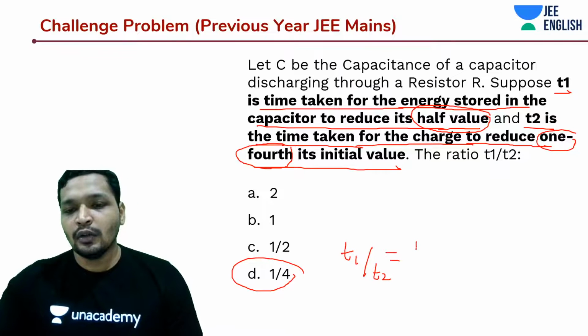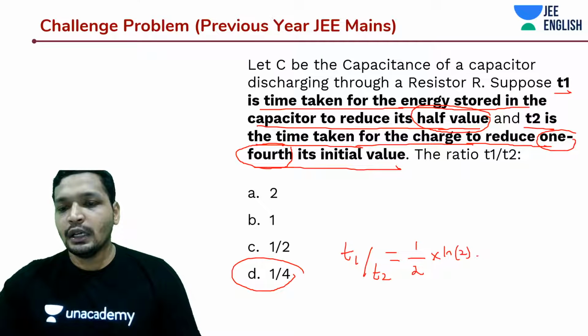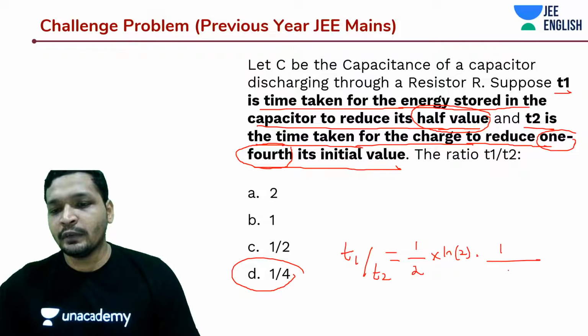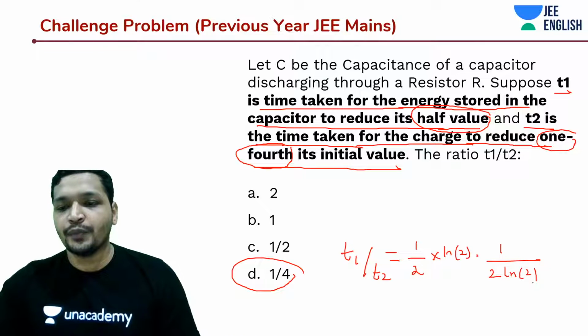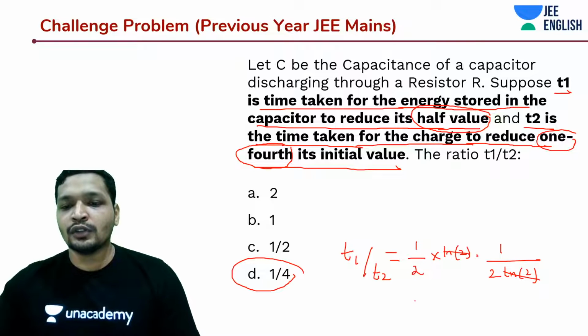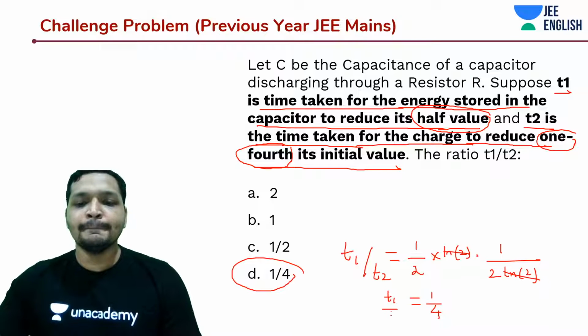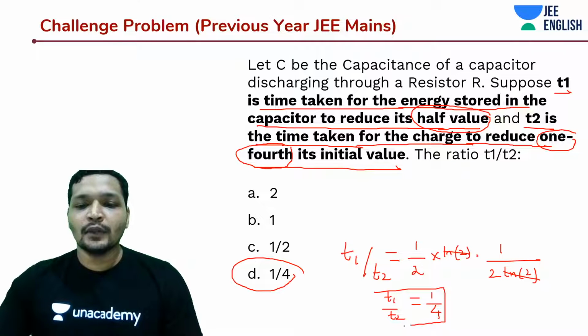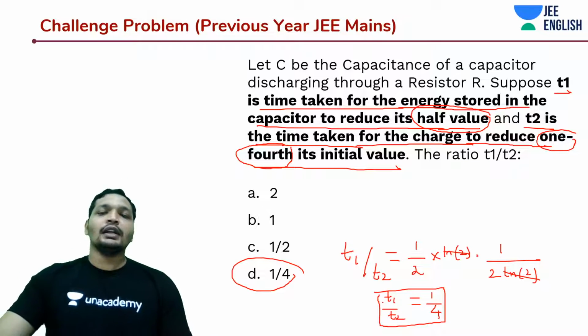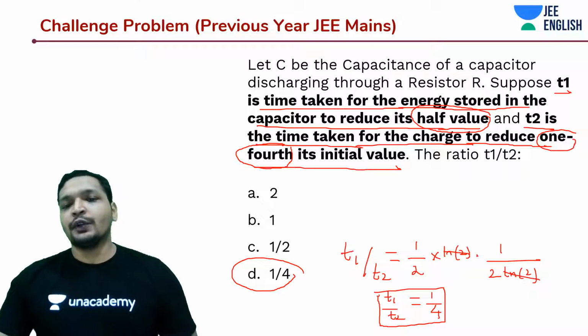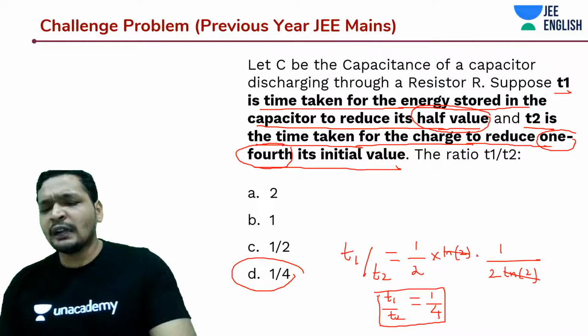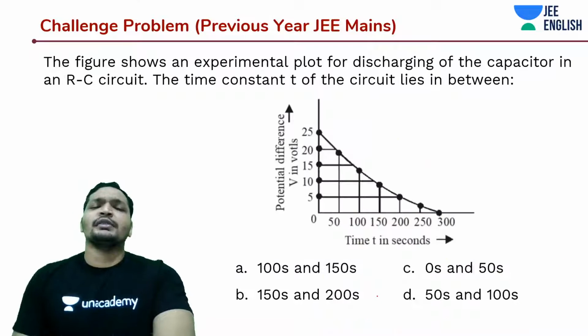basically. So log 2 common, and you have something like 1/2 into log 2 into 1 divided by 2 log 2. You cancel out log 2, it's going to be 1/4. Really simple. Couldn't be easier. Alright, so yes, you can expect these kind of questions in your JEE Mains, and we'll also see what other kind of questions can you expect.